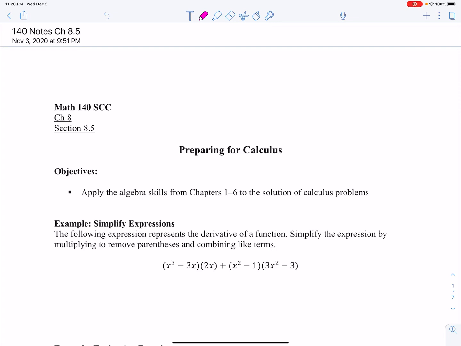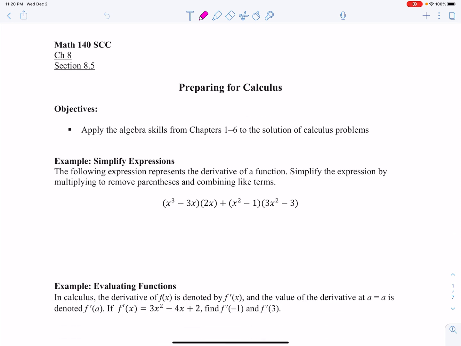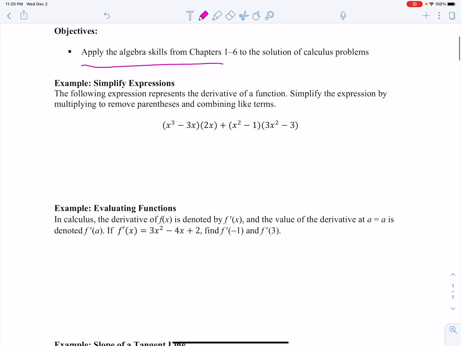All right, welcome to sections 8.5 and 8.7. So we're going to do 8.5 first, preparing for calculus. Basically, this is just a review of algebra skills that you will definitely need for calculus and also for pre-calculus. Let's see. So first example here, simplify expressions.